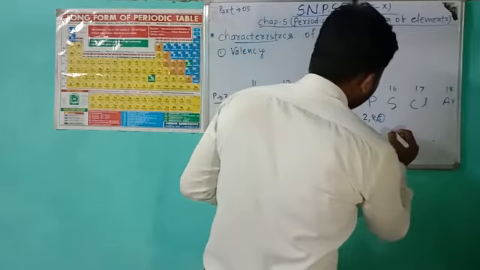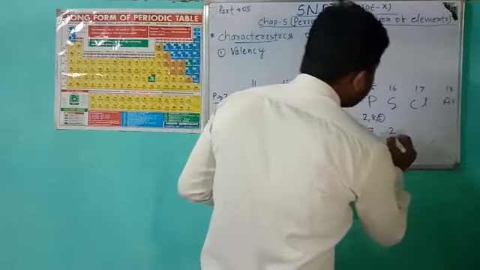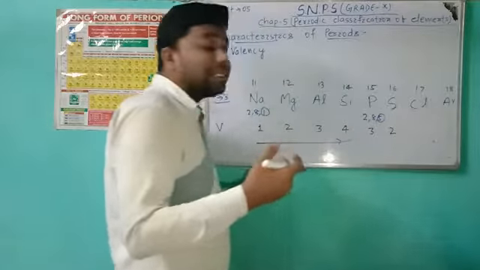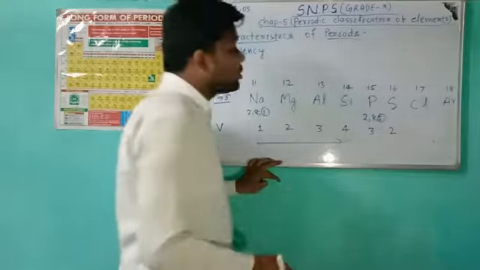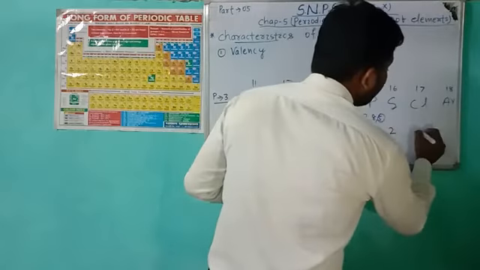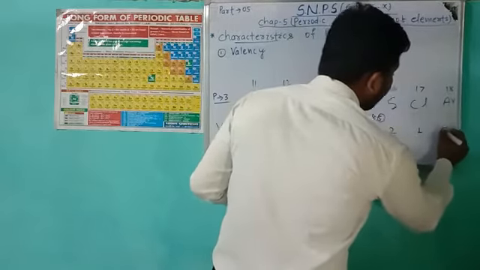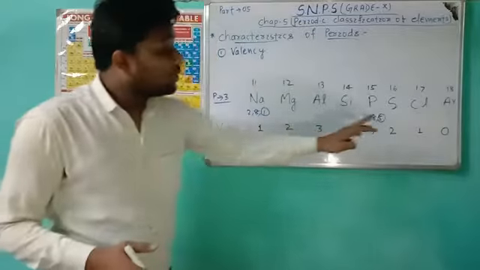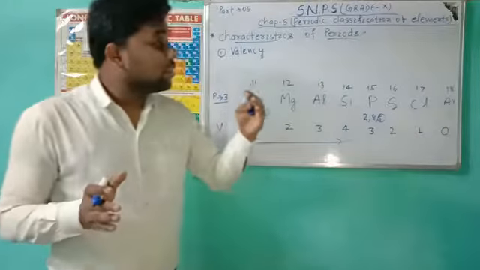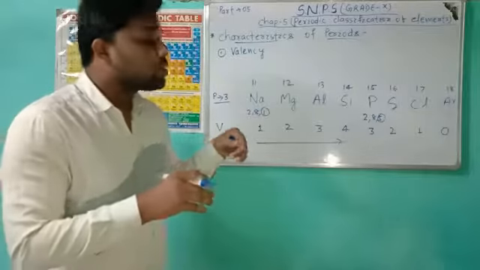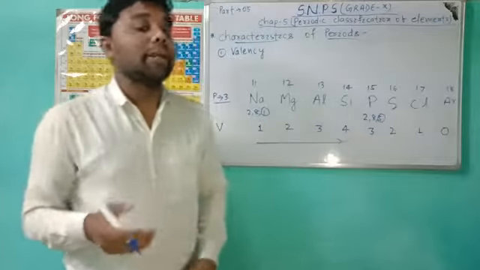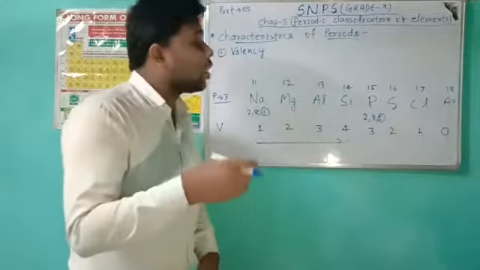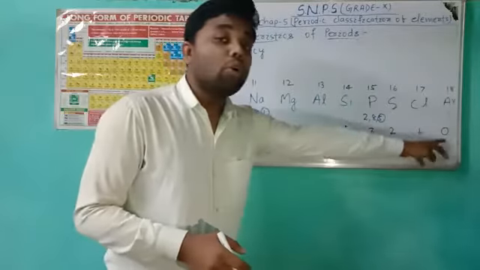So it has the valency of 3 in order to complete its octet. Again, sulfur has valency 2 because it can gain 2 electrons, and chlorine has valency 1, and argon has valency 0 because argon's outermost shell is totally occupied. It has 8 electrons in its outermost shell, so it has 0 valency.